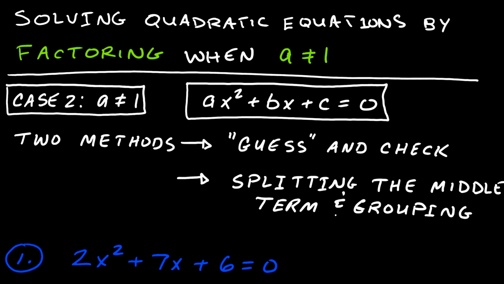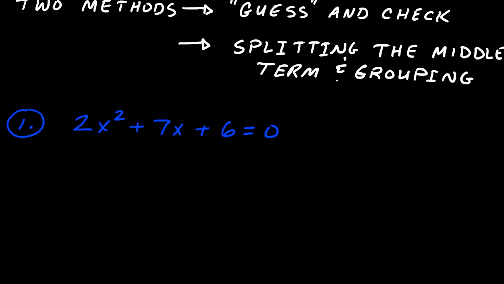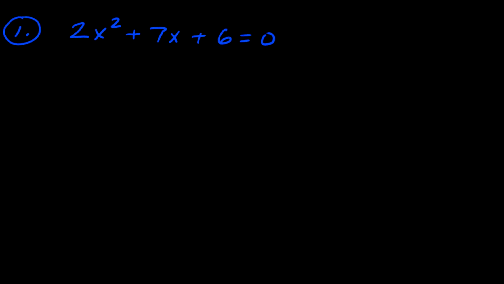In this video, we'll look at solving quadratic equations by factoring when a is not equal to 1. This is what I refer to as case 2. So we'll be looking to have these quadratic equations in the form ax squared plus bx plus c equals 0. We'll look at two methods. The first method is more of a guess and check type, while the other is very procedural, called splitting the middle term and grouping. Our first example, we have 2x squared plus 7x plus 6 equals 0.